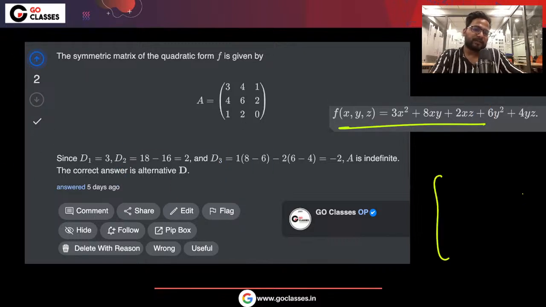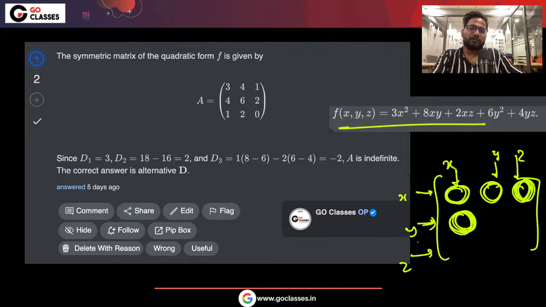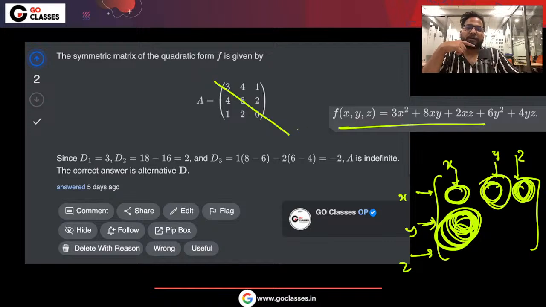So by the way, the matrix will be something like this. This is the xyz, this is xyz, right? This is the coefficient of x square, this is the coefficient of xy, this is the coefficient of xz, and so on, right? That is how you can basically make this matrix. Okay, and obviously it will be a symmetric matrix, right? It will be symmetric because the coefficient of xy and the coefficient of yx will obviously be the same, so it will be a symmetric matrix.